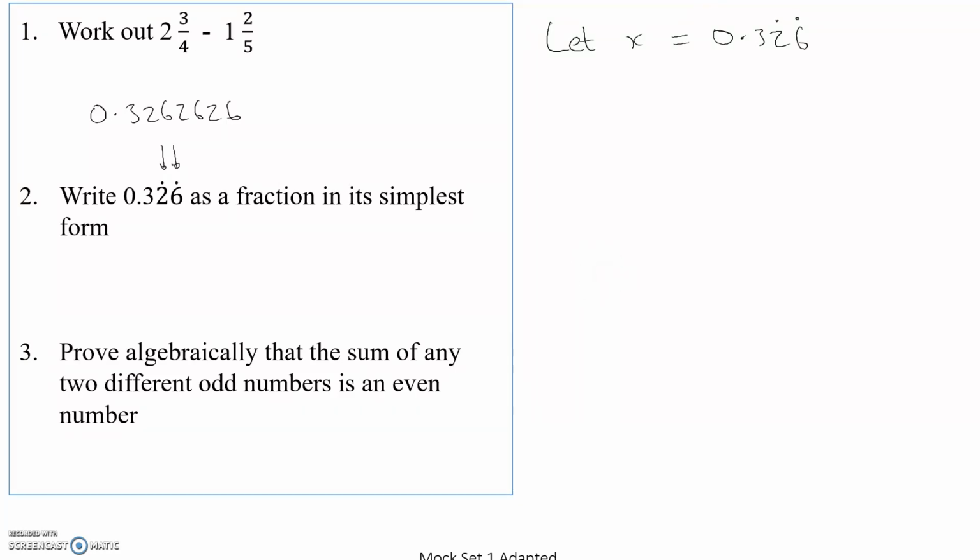Right, if we have x equals 0.326, 10x would be useful, because 10x will be 10 times the 0.326, which is 3.26, with our little recurring dots there. So I've got just the digits that recur after the decimal point. We've got 26, 26, 26. Now we need to find another multiple of x that will give us exactly the same thing.